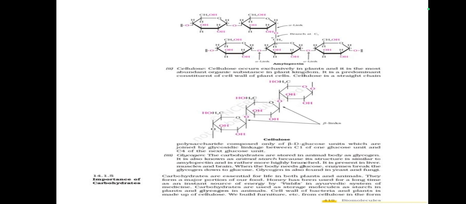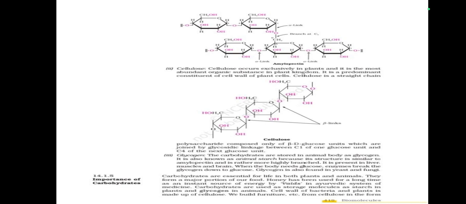Glucose, the carbohydrate, is stored in the animal body as glycogen. It is also known as animal starch because its structure is similar to amylopectin and is rather more highly branched. It is present in the liver, muscles, and brain. When the body needs glucose, enzymes break the glycogen down. Glycogen is also found in yeast and fungi.